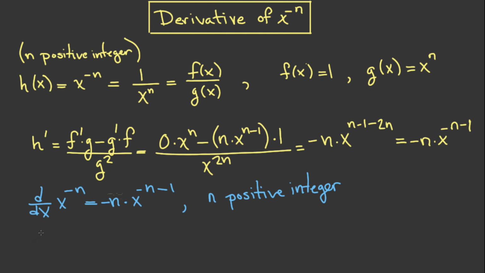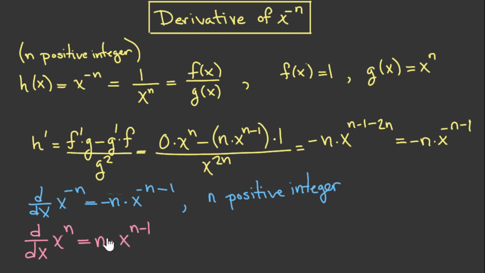But let's go ahead and compare this to the formula we had for the power rule for positive integers. This said that the derivative with respect to x of x to the n is equal to n times x to the n minus 1. This formula is exactly equal to the formula we just found if we let n be a negative integer. That means that this formula holds for n a positive integer and a negative integer.